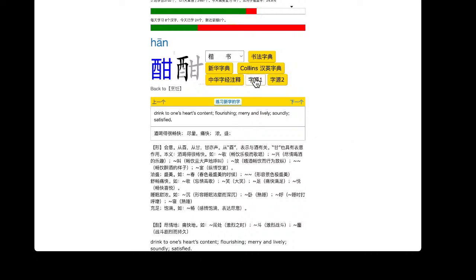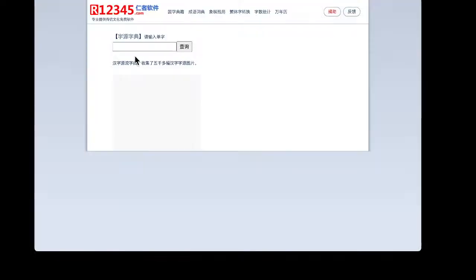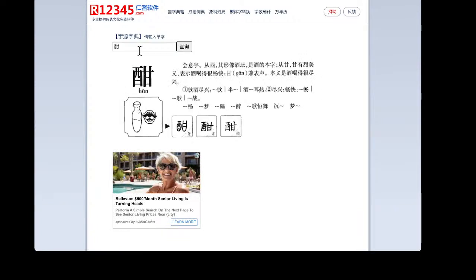Okay, let's take a look at the character. Now this one is also very obvious. The wine radical means this is related to wine, and on the right hand side is the character 甘. 甘 has the meaning of sweet and nice, sweet and wonderful. So obviously, this character means that you drink to your heart's content, and of course you are satisfied. You feel happy. You feel wonderful. So this is called han.